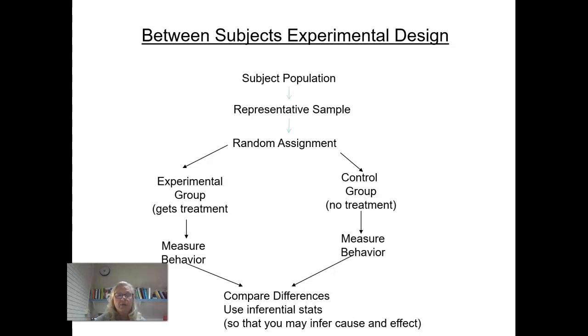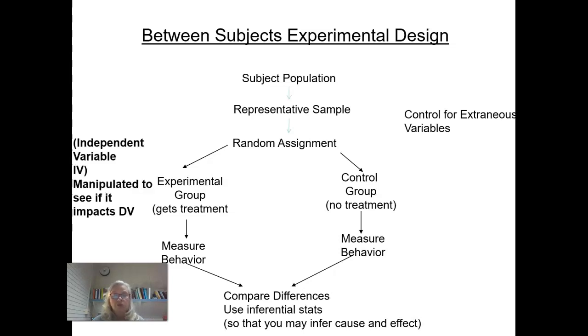But the important thing about the inferential part of this is that you can infer cause and effect. Meanwhile, you need to control for extraneous variables, and I'll talk about what those are in just a minute. You also need to understand the difference between the independent and the dependent variable. The independent variable is what is manipulated to see if it impacts the targeted behavior, in other words, the dependent variable. So the dependent variable is the outcome factor that may change in response to the IV.